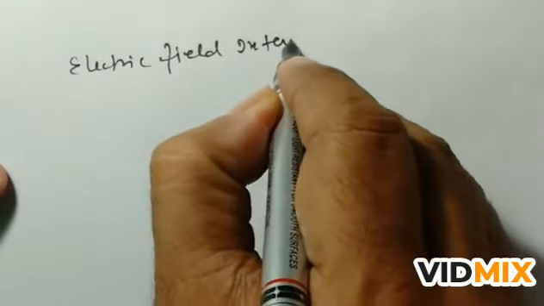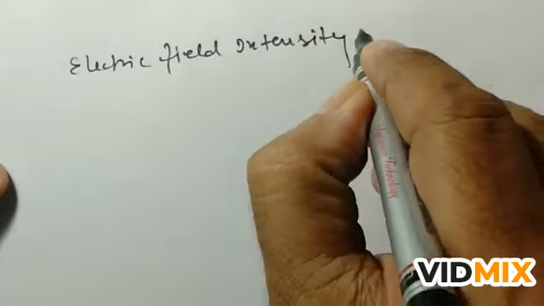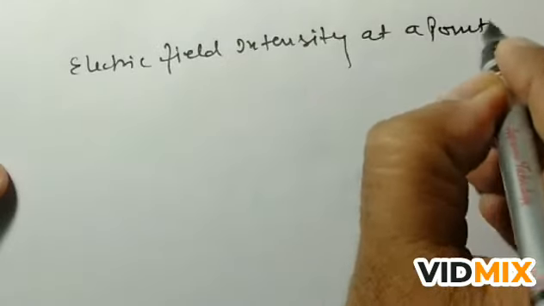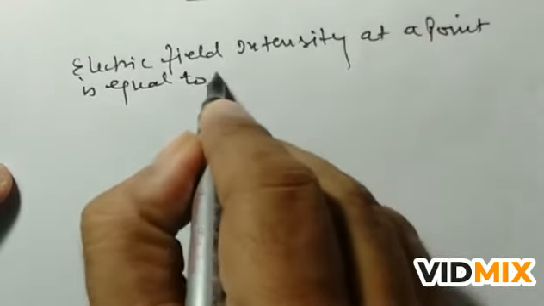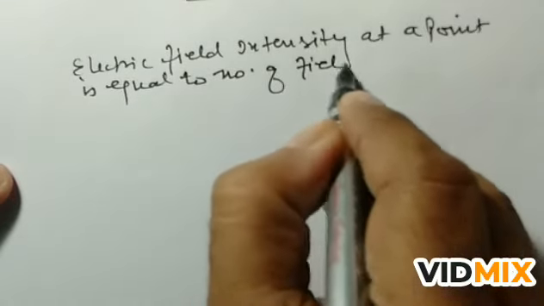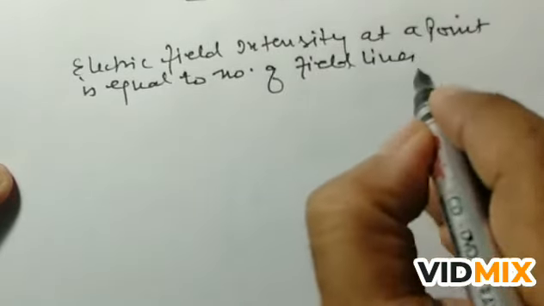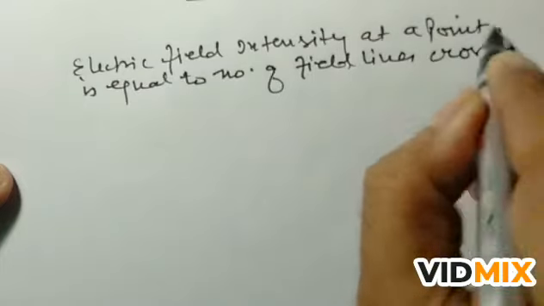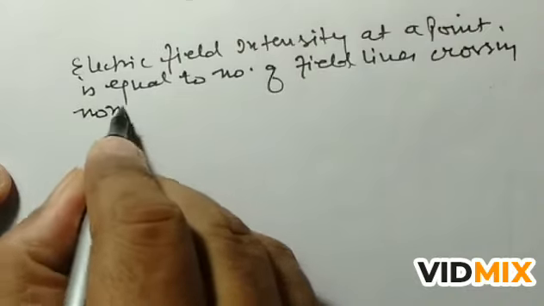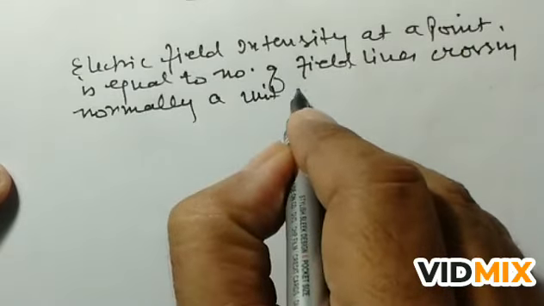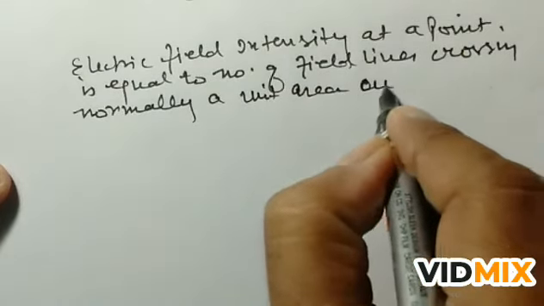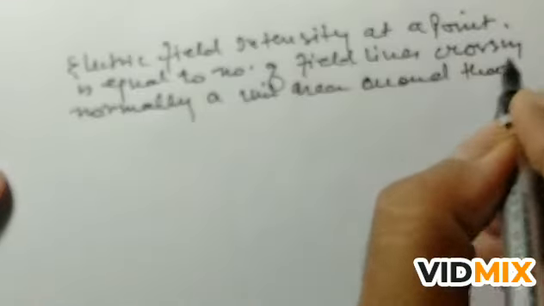So electric field intensity at a point is equal to the number of field lines crossing normally a unit area around that point.